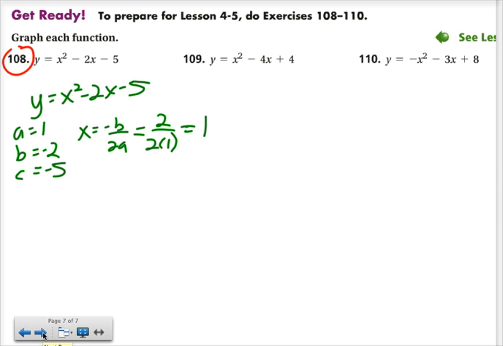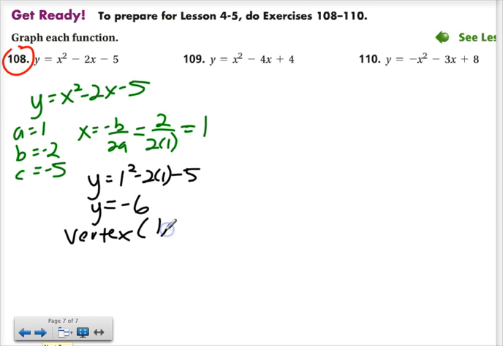So now I'm going to change gears, and I'm going to take that 1 and put it back into the original formula so that I can figure out where the y coordinate is. So doing the math, 1 squared is 1, 2 times 1 is 2, so 1 minus 2 is negative 1, minus 5 is negative 6. So our vertex is at 1, negative 6, and our axis of symmetry is at x equals 1.